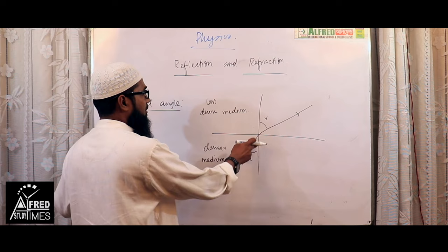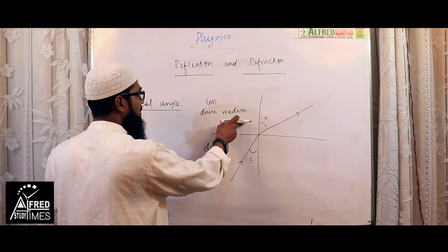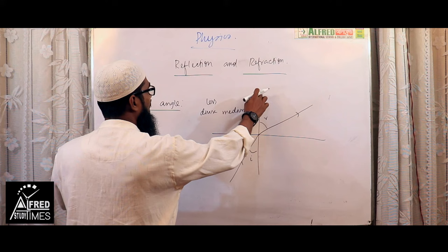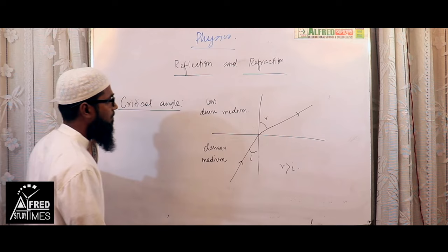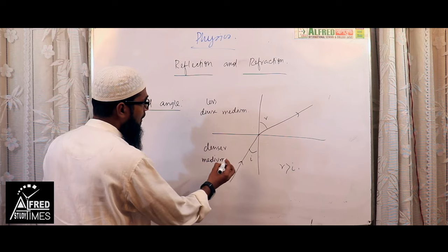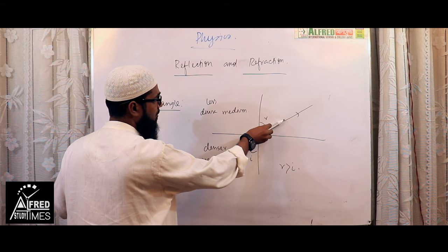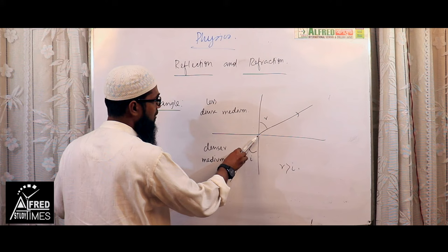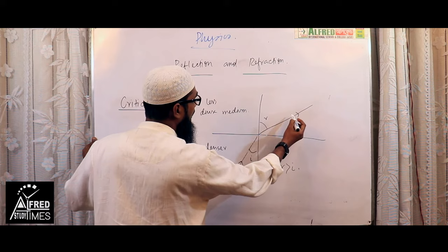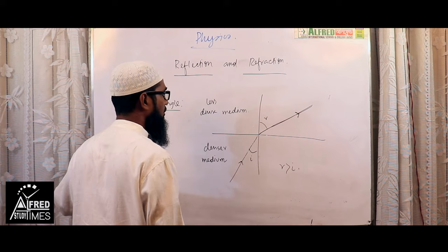I have told you previously that if light goes from a denser medium to a less dense medium, then the light goes away from the normal. Here R is greater than I. So if we increase the angle of incidence here, the angle of refraction will also increase in this way, and the ray of refraction will reach the surface first here.